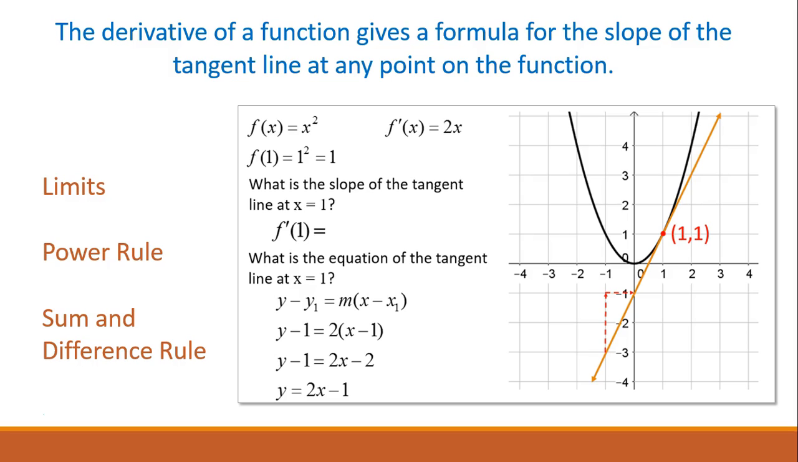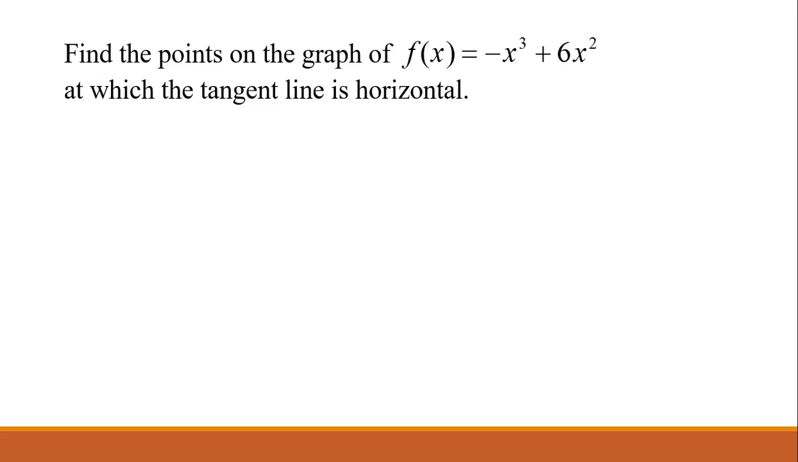We'll be adding to those rules in just a little bit, but before we do that, let's look at some ways that we can use this idea of a derivative as telling us about a slope of a tangent line. So let's see if we can find the points on the graph of f(x) = -x^3 + 6x^2 at which the tangent line is horizontal.